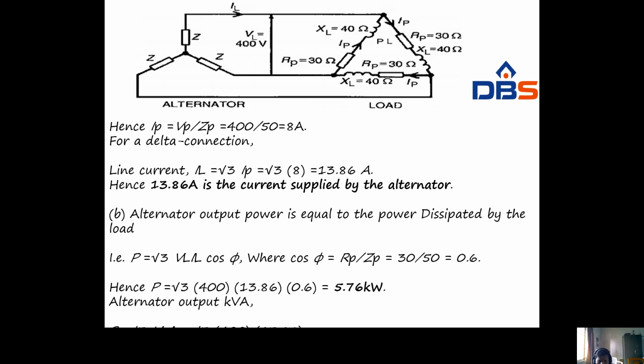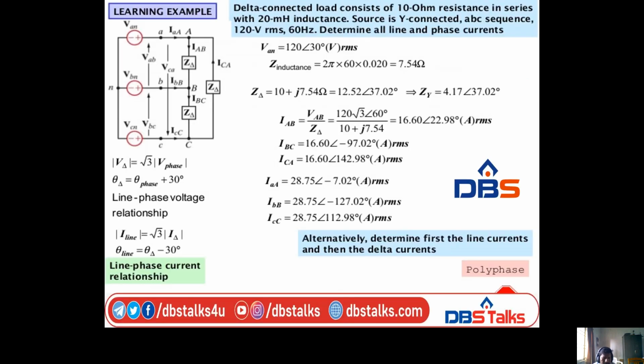Now, alternator output in kVA, 5.76 into 0.6. Another problem.